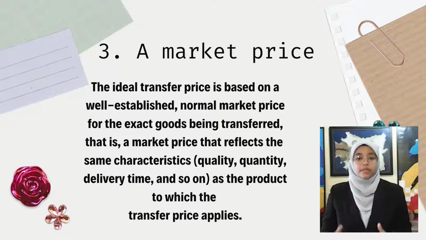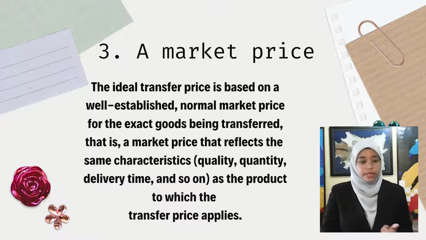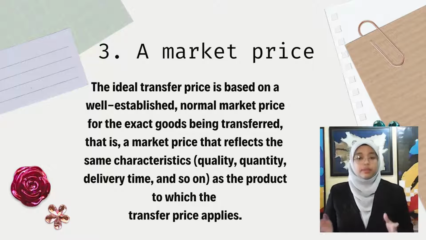The ideal transfer price is based on a well-established normal market price for the exact goods being transferred. That is, a market price that reflects the same characteristic, quality, quantity, delivery time, and so on, as the product to which the transfer price applies. The market price may be reduced to reflect savings occurring to the selling unit as a result of dealing within the organization. When products are transferred from one subunit to another inside the corporation, for example, there is no bad debt expenditure and lower advertising and marketing costs.